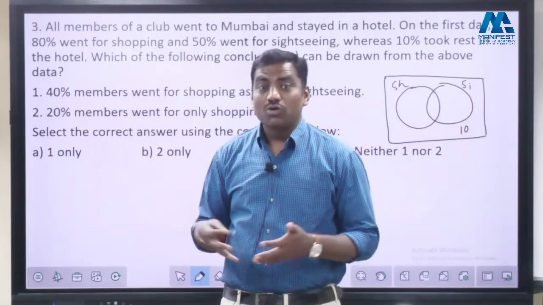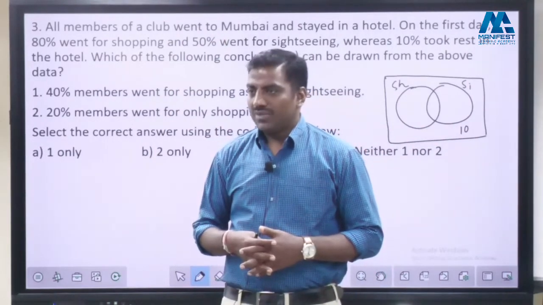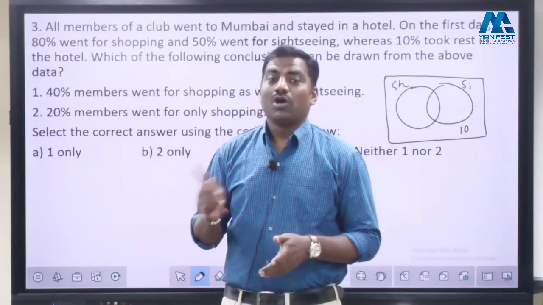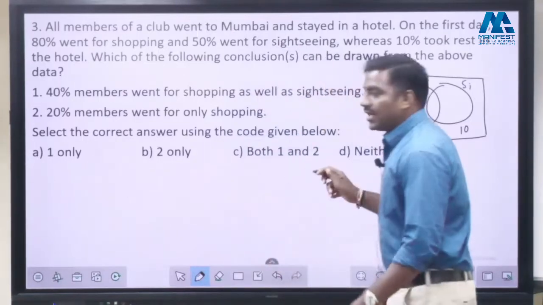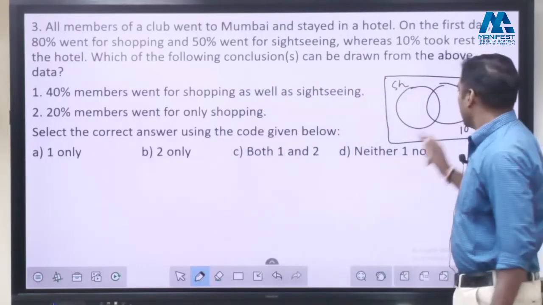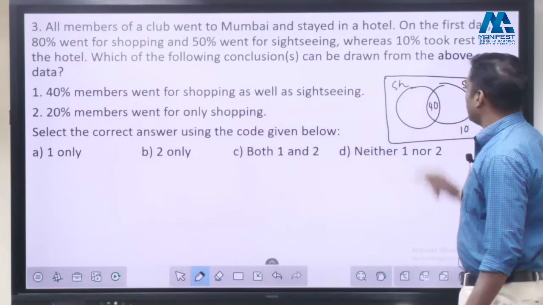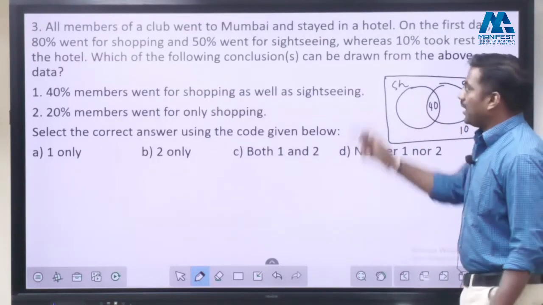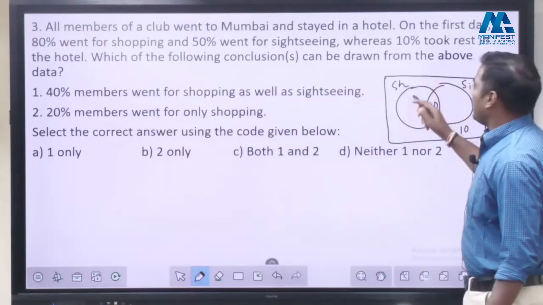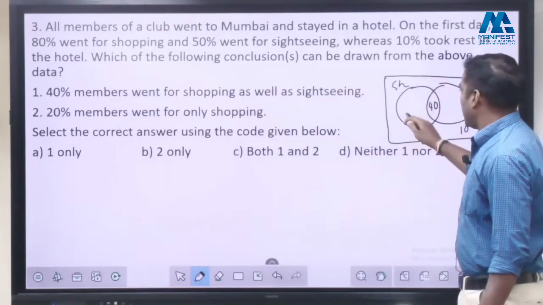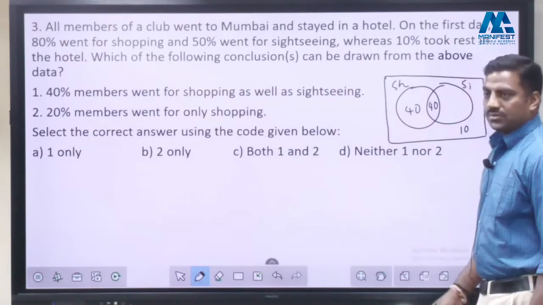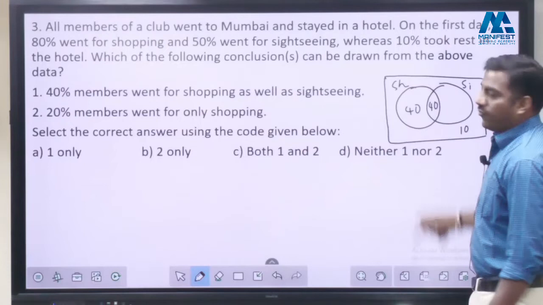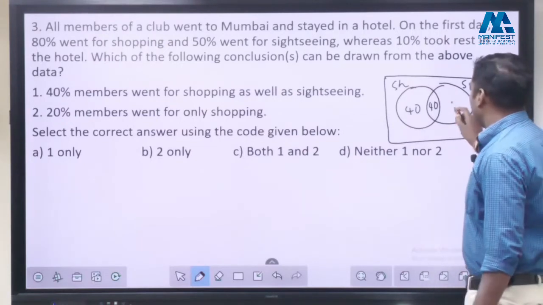But we have to get the count of 90. So how many are extra here? That means those people have gone for both. So their head count has happened in both lists. So 40 will come here. Now fill the exclusive areas. Shopping: out of 80%, we have already counted 40, so here 40% will come. Then in sightseeing, already we have filled 40, so 10 more will come.